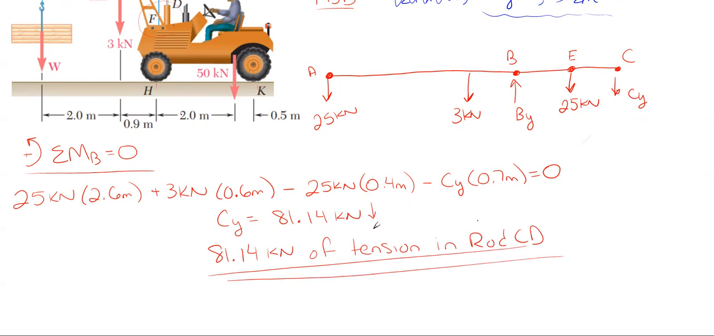Keeping in mind, it is going downward because that rod is reacting and trying to go back to its normal position because it's being pulled in tension. So it's trying to go back downward. So that's the first part.